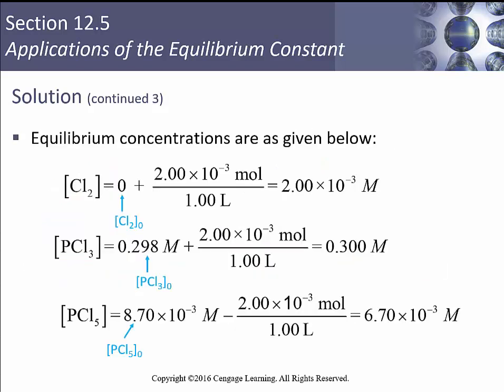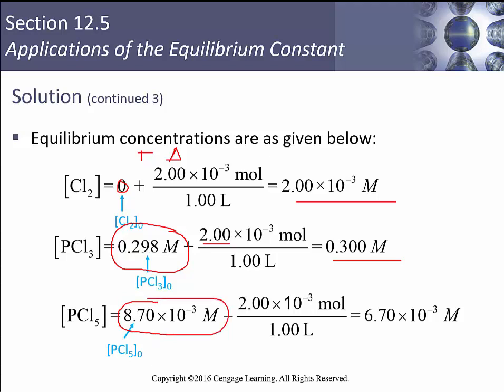So our concentration at equilibrium is going to be 0 plus whatever this change is, and 2 times 10 to the minus 3, so this gives us our concentration of our chlorine. Our phosphorus trichloride, we started off with 0.298 molar. We're going to gain 2 times 10 to the minus 3 molar. That gives us 0.3 molar. And our phosphorus pentachloride, our reactant, we started off with 8.7 times 10 to the minus 3. We're going to lose, so minus 2 times 10 to the minus 3 moles per liter. And we're going to get left with 6.7 times 10 to the minus 3 molar.